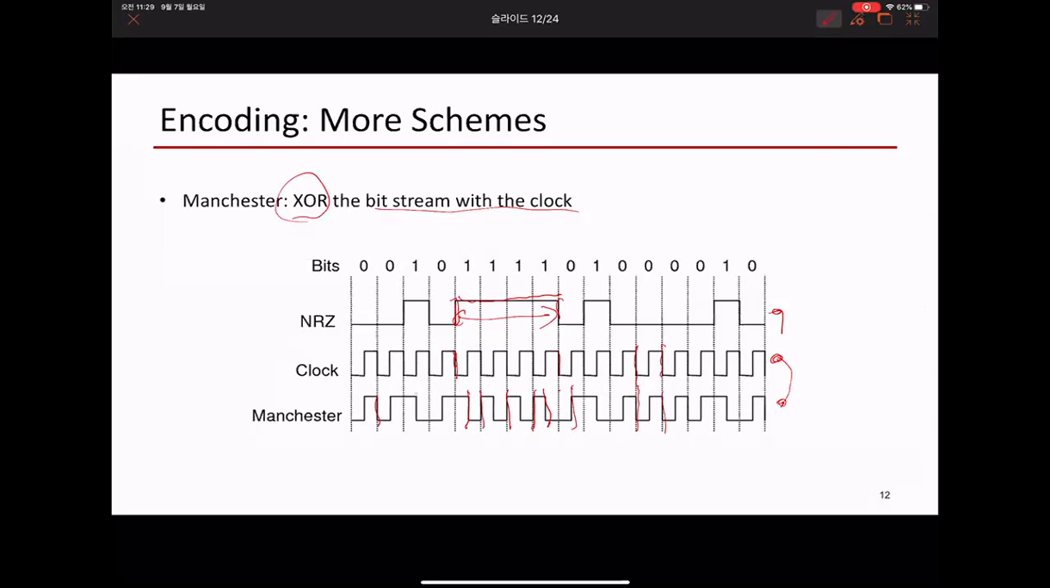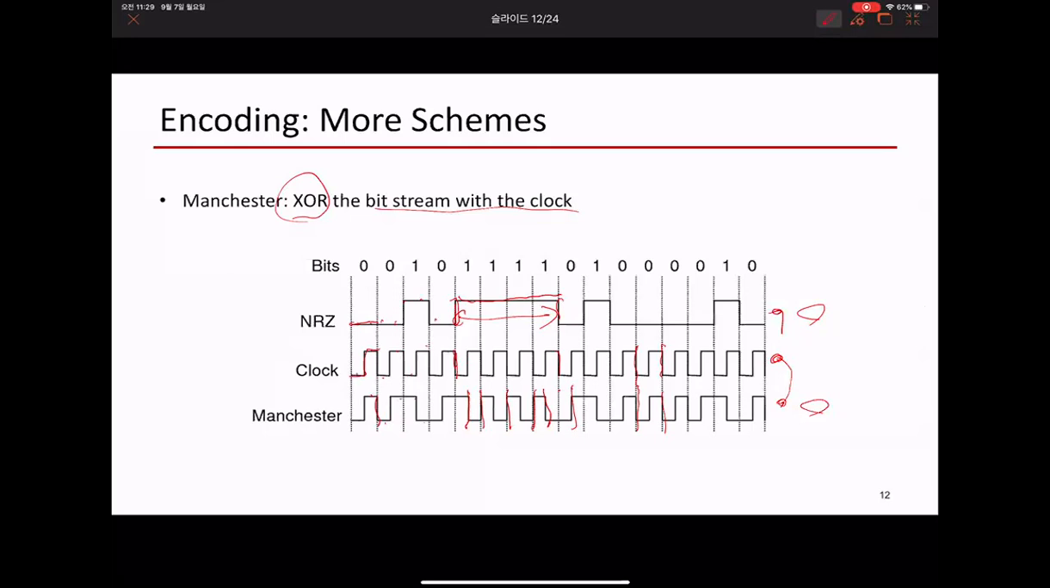Then Manchester code. Rather than sending NRZ, sending Manchester code is more efficient. So how do you do Manchester coding? I have 0 signal, 0, 0, 0, 1. XOR gives you 0, 0 is 0, 0, 1 is 1, 0, 0 is 0, 0, 1 is 1, and it is 1, 1, 0 is 1, 1, 1 is 0, 0, 0 is 0, 0, 1 is 1.